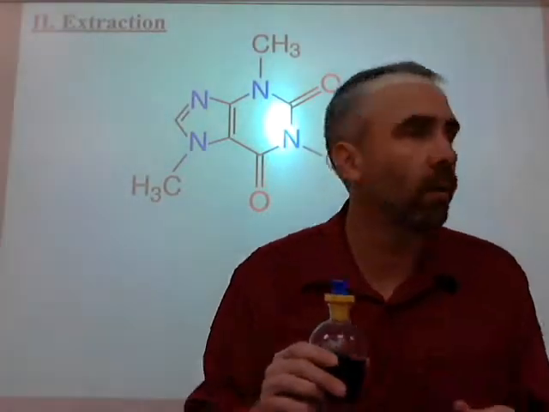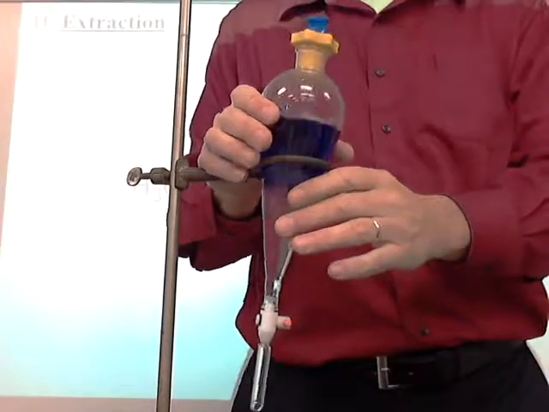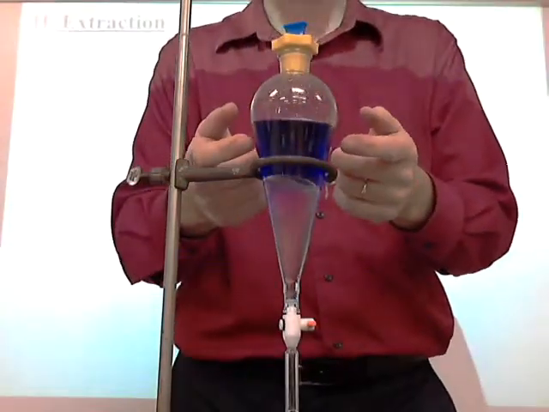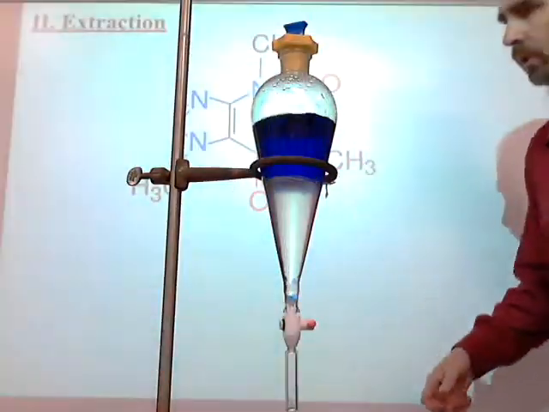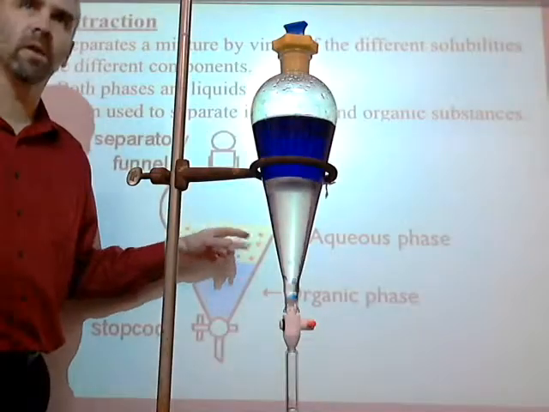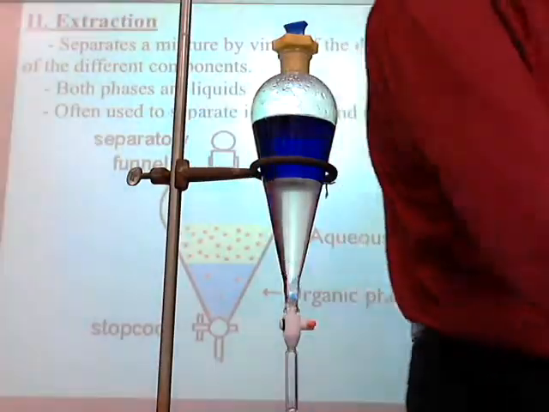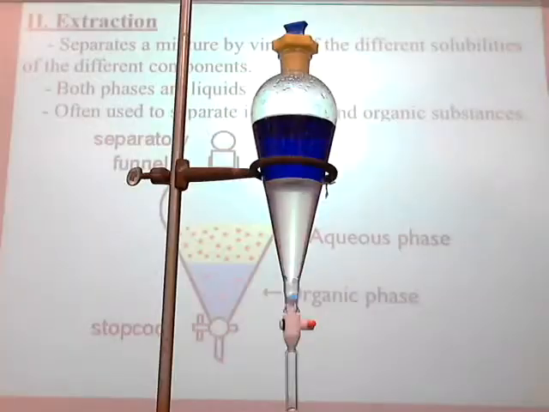What I'm going to do now, though, is make this more non-polar than polar. Right now, he's in the aqueous phase. He's in the top layer. He's up here. You can see the blue is up here. Okay? Watch what happens when I change his pH. I'm going to add some hydrochloric acid to it.